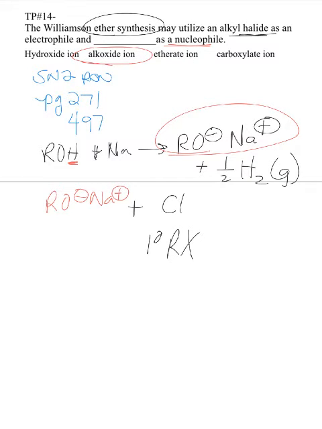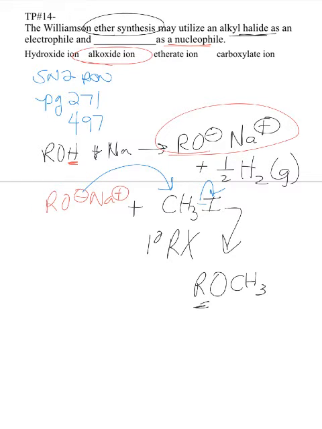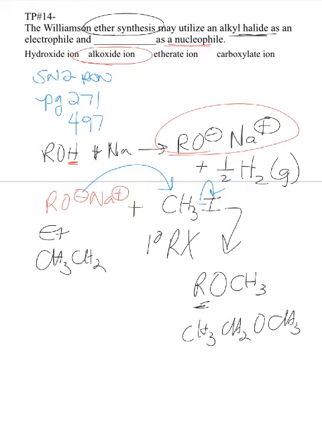So if you react this with methyl iodide, then this does an SN2 reaction, and you get ROCH3. This R could be any kind of alkyl group, so it could be ethyl, which is CH3CH2. In that case, this would be CH3CH2OCH3, and that would be ethyl methyl ether. So you learn how to name these and you learn to recognize the reactions. It makes it a little bit easier because you kind of have a path and you know where you're going.